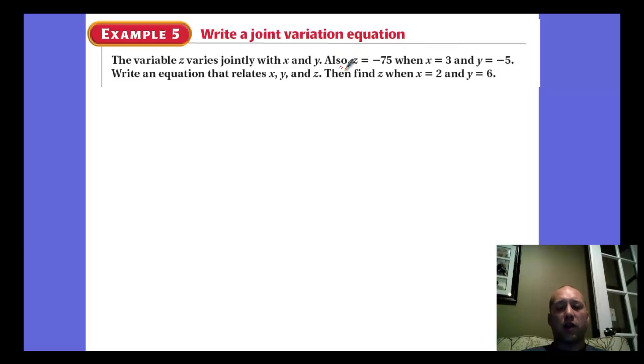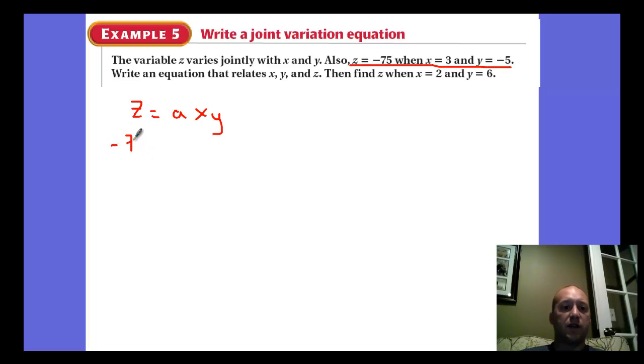A joint variation. So this one's a little different. This is a joint variation where we have z equals our a value times x times y. So z is varying in relation to x times y. And so with the same process, you just have more variables. So if we know what z is, what x is, and what y is, we can substitute those in.